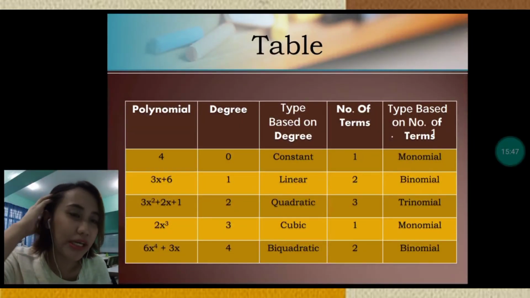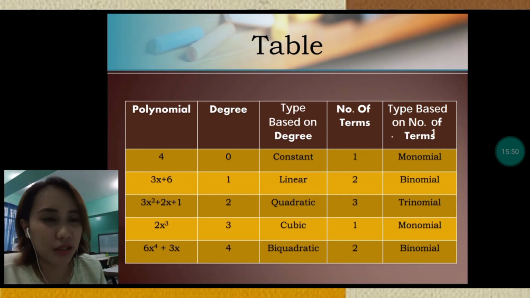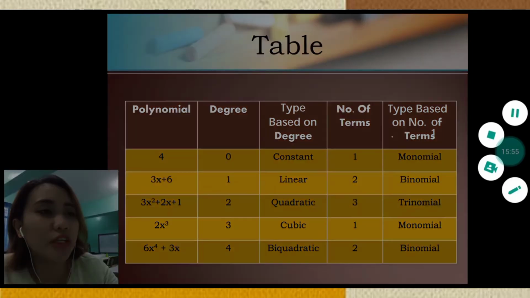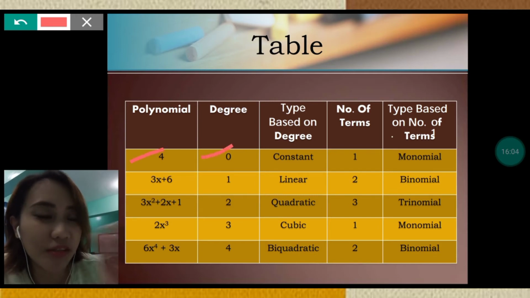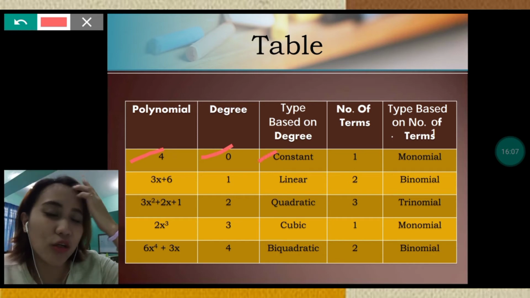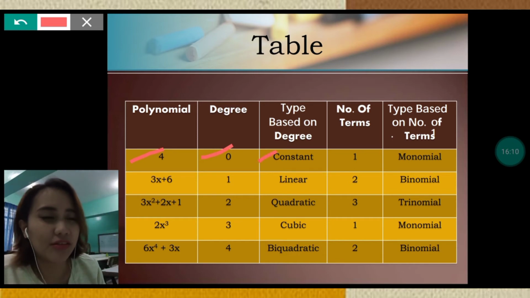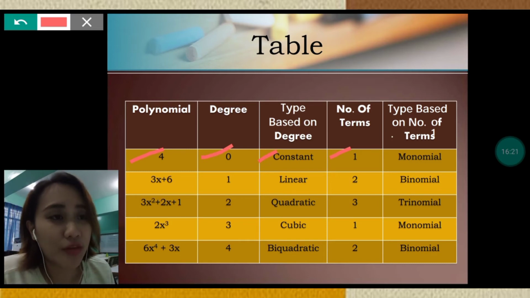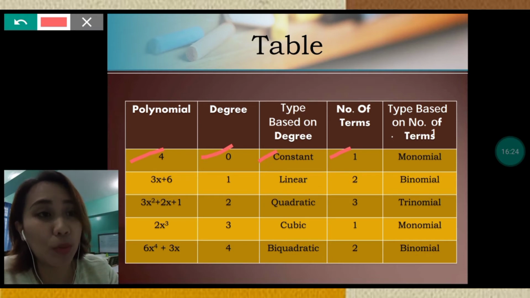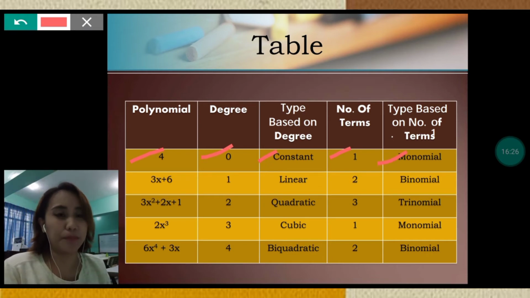We have here a table summarizing what I have previously discussed. So let's start with the first column. Given the polynomial 4, the degree is 0. Why 0? Because it's a constant. Again, always remember the degree of any constant is 0. Number of terms, there is only one term, which is 4. So if we talk about the type of polynomial based on the number of terms, that is a monomial because there is only one term.